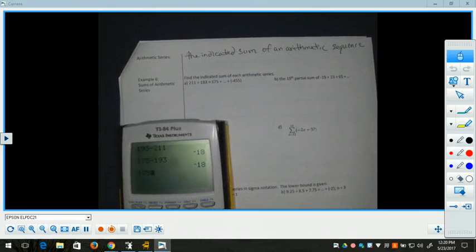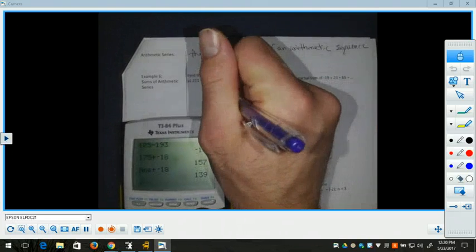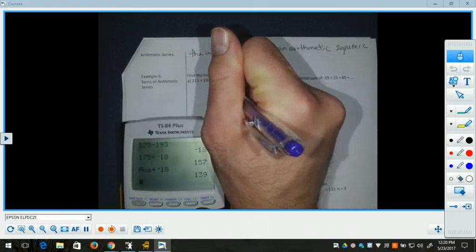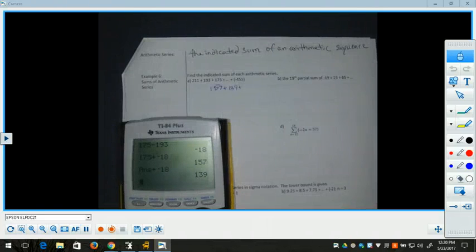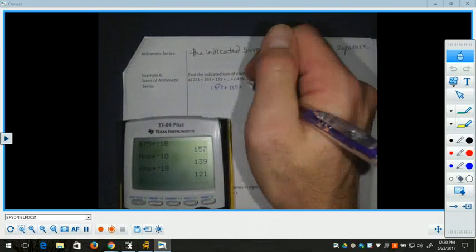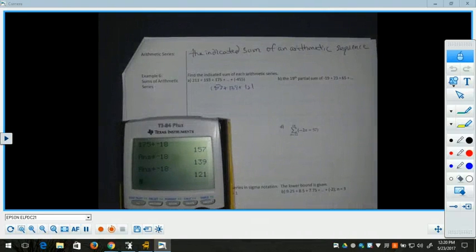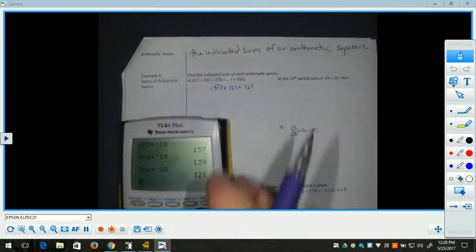So I'm going to take 175 and add negative 18. So my next term is 157, 139, 121, all the way. We could be doing this forever. So what we're going to do is actually use a shortcut, because you would be doing this a very long time until we get to negative 455.